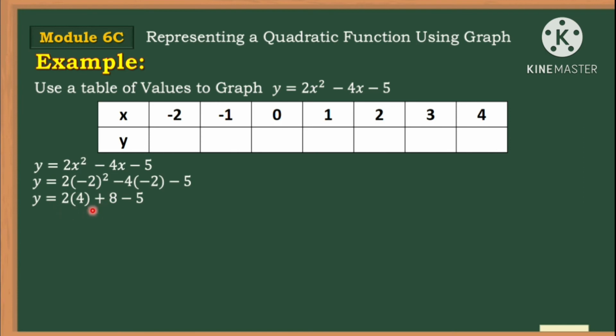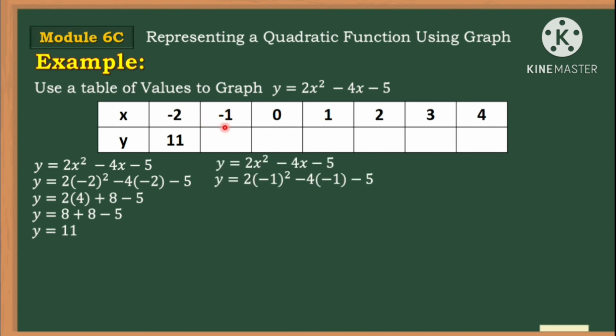So simplify ito, that is 2 times 4 is equal to 8. So 8 plus 8 minus 5 is equal to 11. So if x is negative 2, that is 11. Para yung ginawa natin kanina. Okay, next, if x is negative 1, so palitan natin yon ng negative 1. So negative 1 times negative 1, positive 1. Negative 4 times negative 1, positive 4. So simplify ito. 2 times 1 is equal to 2. Then plus 4 minus 5, the answer is 1. So if x is negative 1, y is 1.